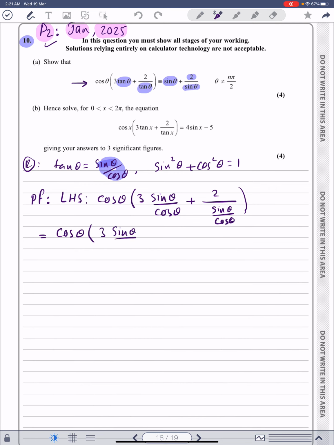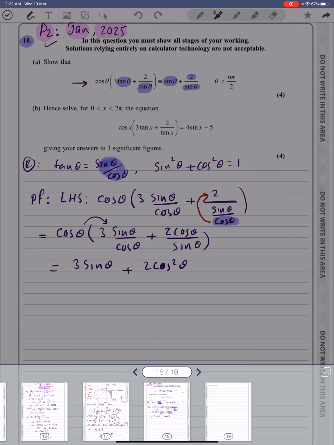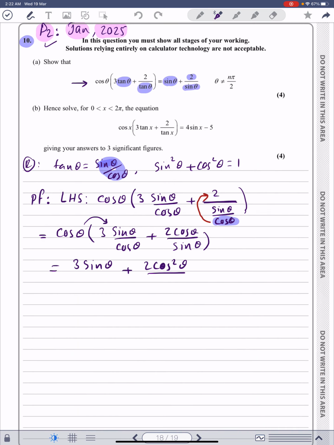3 sine theta over cosine theta plus this one. This is the line fraction, dear students, engineers, and doctors. So cosine theta here will go above the fraction line, and that will give 2 cosine theta over sine theta. By multiplying the cosine by the bracket, you will get 3 sine theta plus 2 cosine squared theta over sine theta.